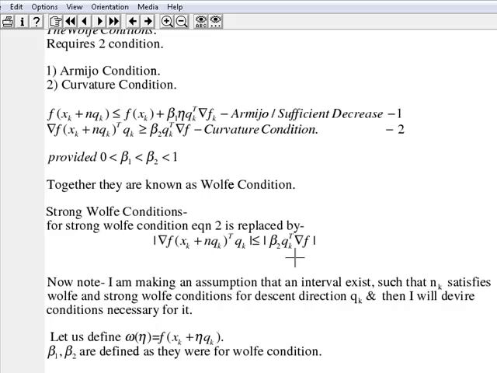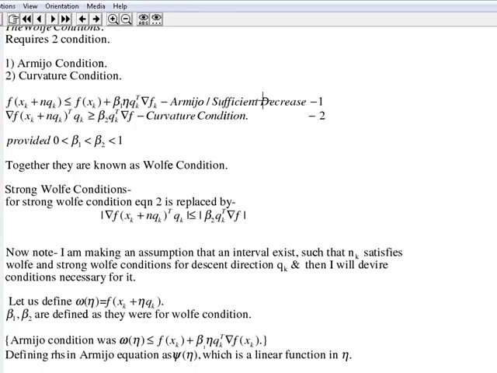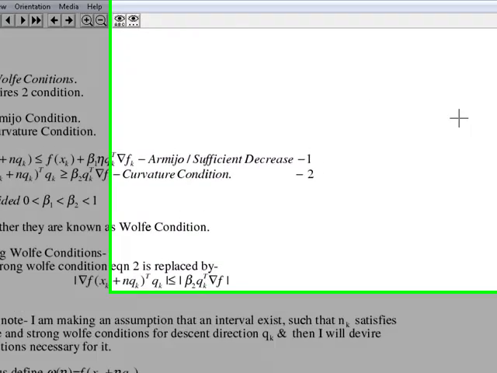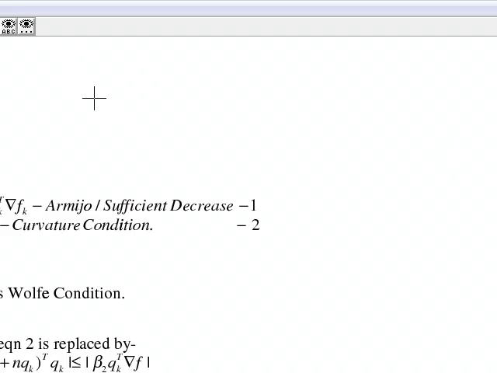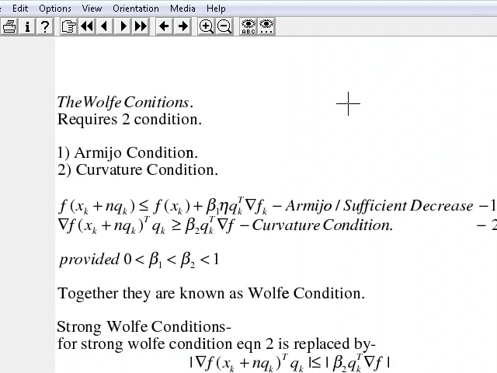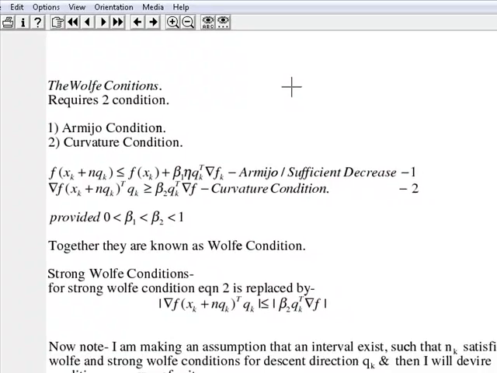So this is the practical meaning of the strong Wolfe condition. Obviously, in the strong Wolfe condition only our curvature condition is changed to this, and our Armijo condition stays as it was in the Wolfe condition. So this was all about the Wolfe condition, and this is a very important condition for solving optimization problems.